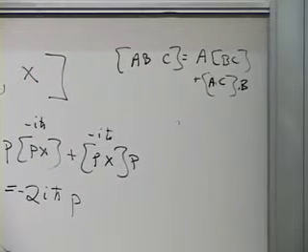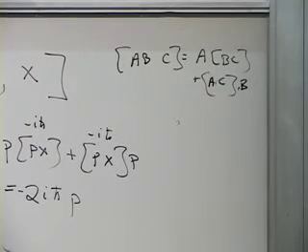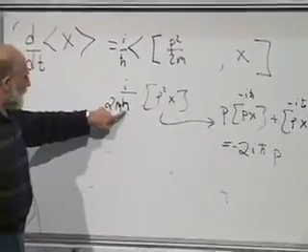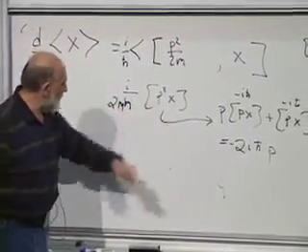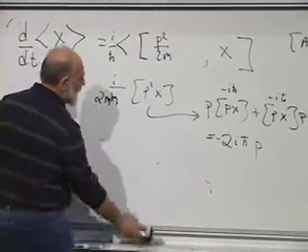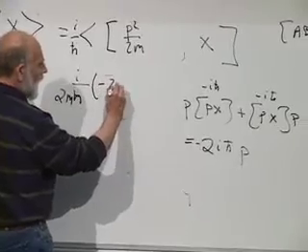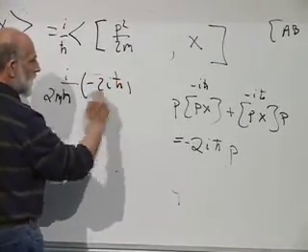Okay. All right, let's group it together and see what we have here. We have i over 2m h bar, and then we have minus 2i. Let's just erase this and put minus 2i h bar p.